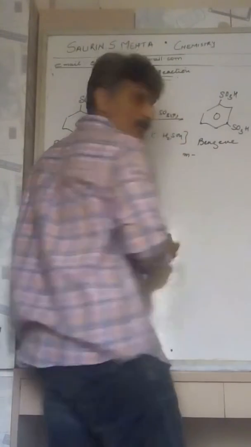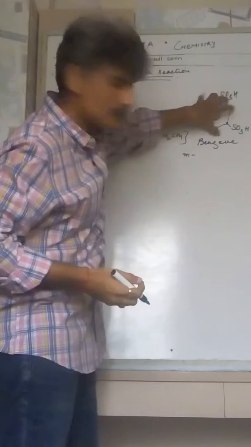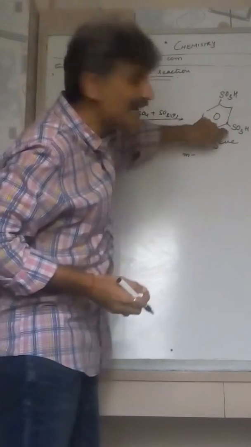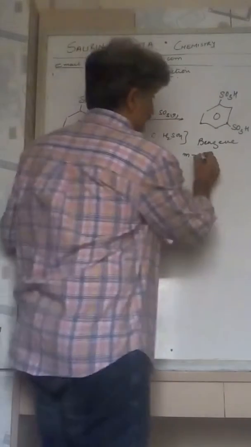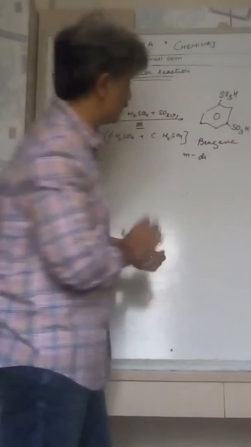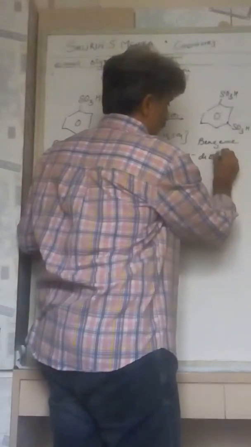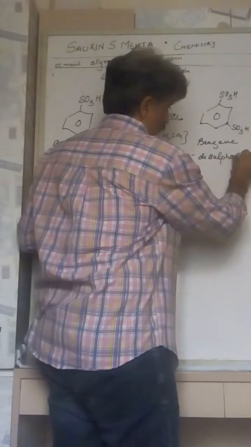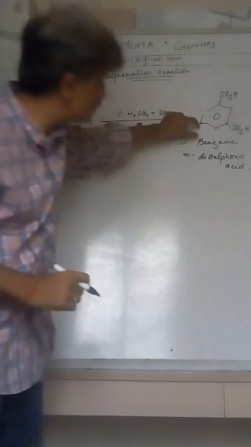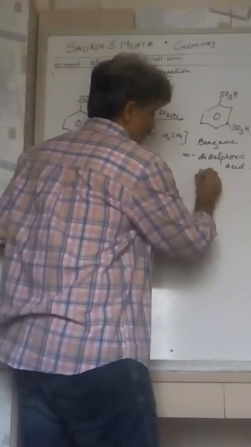meta disulphonic acid. The position with respect to the two groups is meta. They are 2 in number, so we write di, and the groups are SO3H, which we call sulphonic acid. So the name of the compound is benzene meta disulphonic acid. In short, you can write it as BDS.